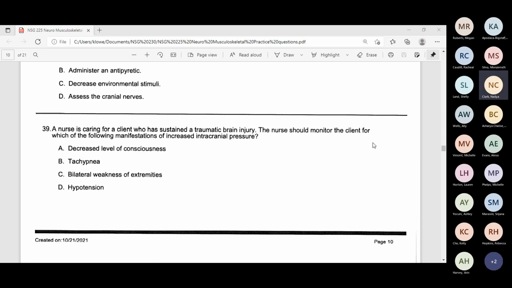A nurse is caring for a client who has sustained a traumatic brain injury. The nurse should monitor the client for which of the following manifestations of increased intracranial pressure? Is it A? Yeah, decreased level of consciousness, right. We would expect their respiratory rate to decrease and blood pressure to increase with increased intracranial pressure. So decreased level of consciousness is one of the first things that we would assess for.